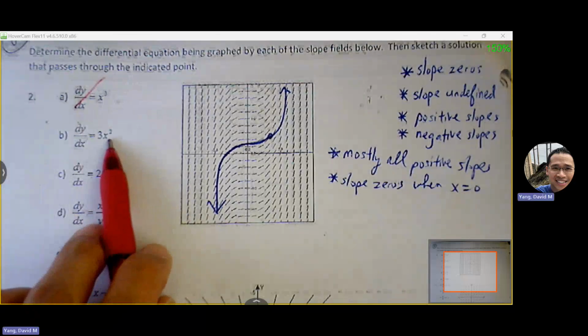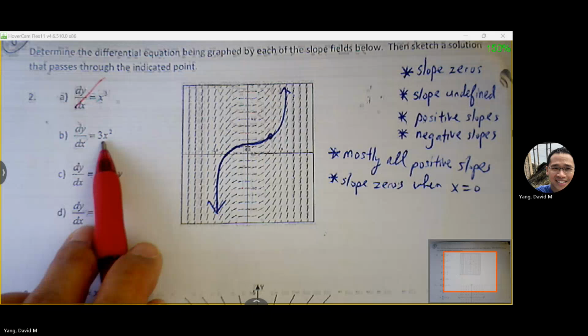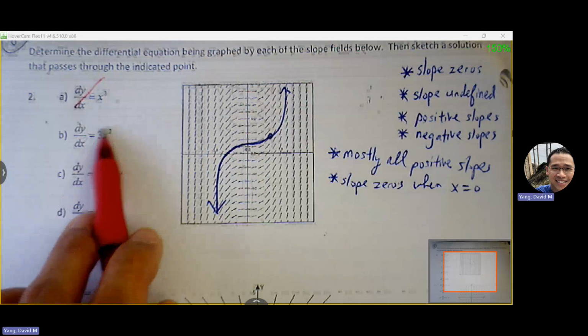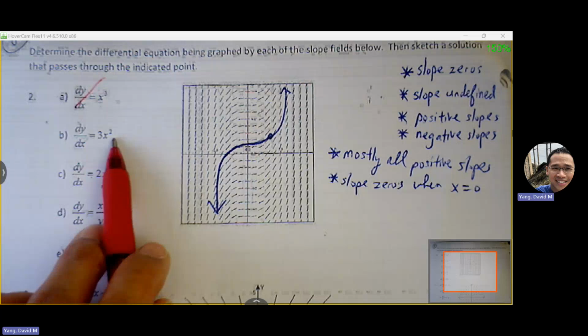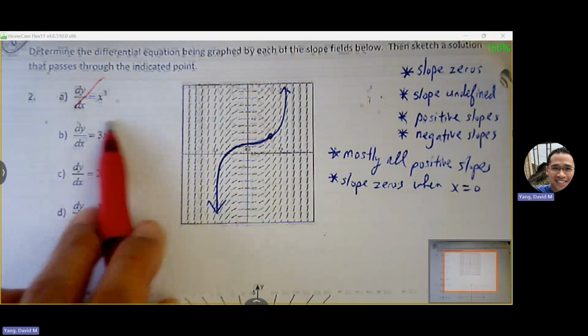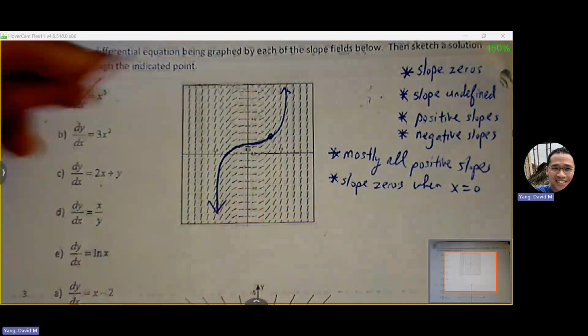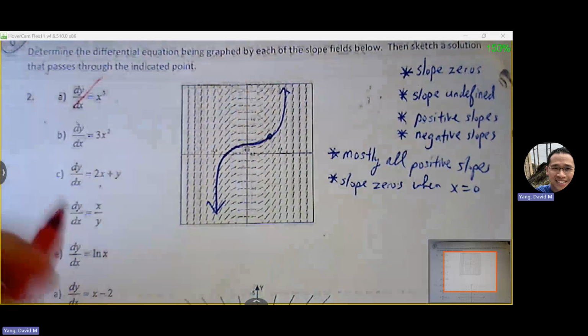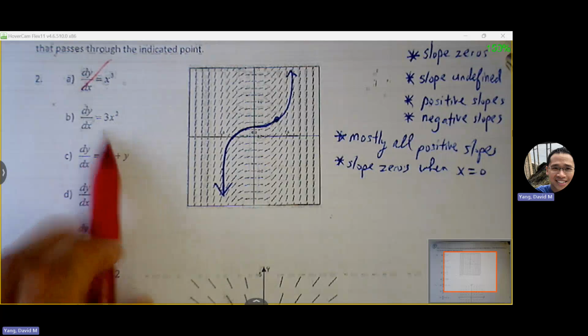3x squared. Is this always positive? What do you guys think? Always positive, right? No matter what x value I plug in, if I give it a positive x, it'll return me a positive y value. If I give it a negative x, that squared will make it positive. So this could be potentially the right answer. So we'll leave this one alone. We can come back to this one if we're down to a couple of choices.